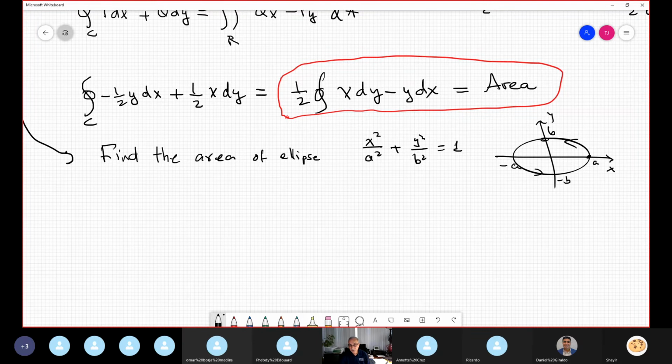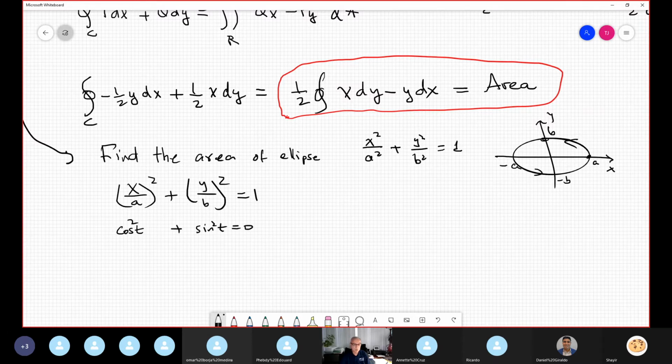I suppose that the curve is counterclockwise, and let's do the parameterization. The parameterization is easy as always. You suppose that x squared over a squared plus y squared over b squared equals 1, and you use the famous trigonometric identity, cosine t squared plus sine t squared equals 1. Therefore, x is equal to a cosine t, and y is equal to b sine t.